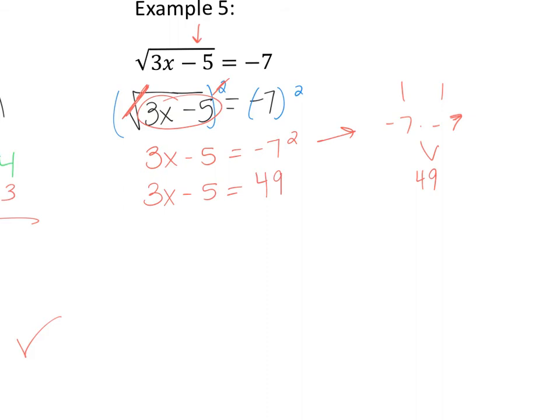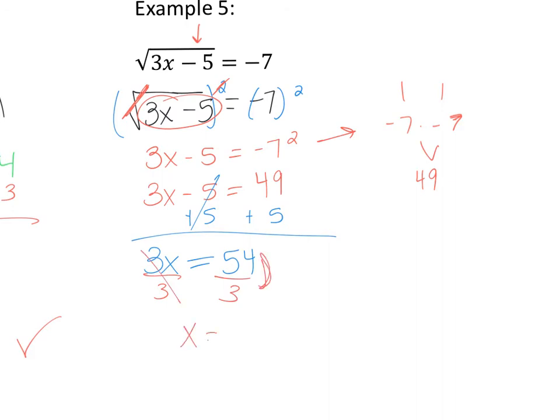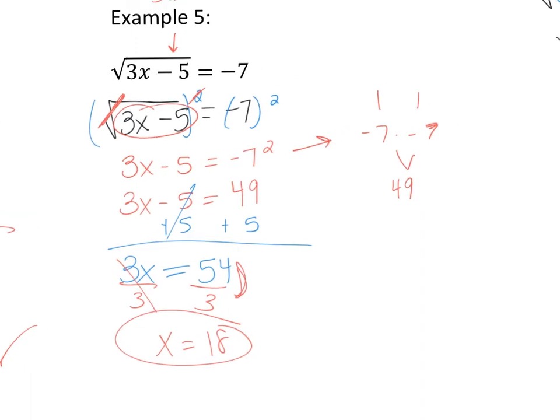Now this is just a two-step equation. So I'm going to add 5 to each side to get me 3x equals 54, okay? Those 5s cancel out. And then we need to divide each side by 3, okay? So I am dividing 3 and 3. These 3's cancel out. And this is divisible, okay? So 54 divided by 3 is 18. So this is my new x, okay?